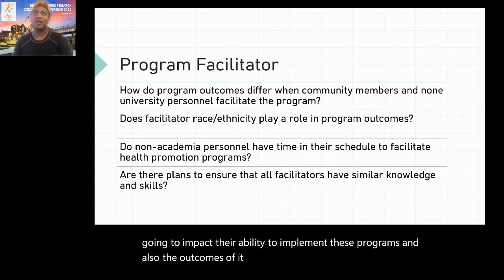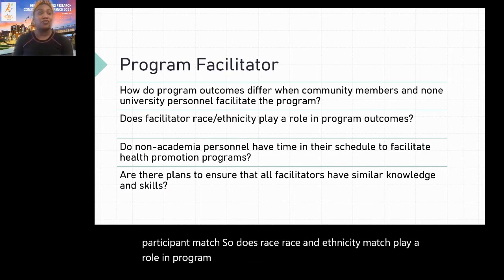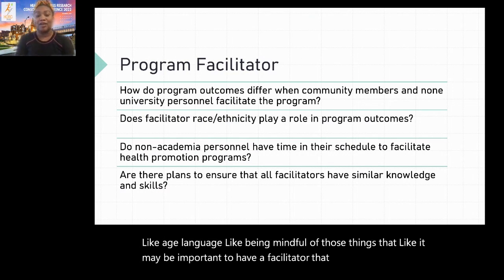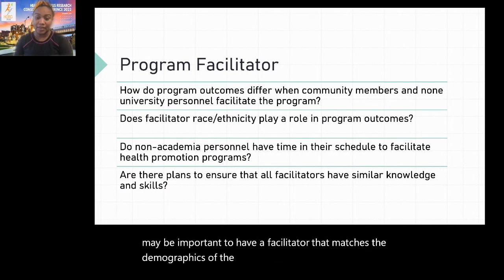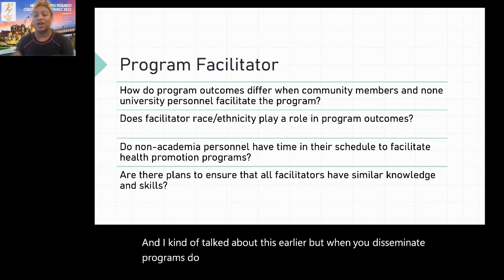Also being mindful of facilitator and participant match. So does race and ethnicity match play a role in program outcomes, and not just race and ethnicity, but maybe gender, sexuality, age, language, being mindful of those things, that it may be important to have a facilitator that matches the demographics of the participants.